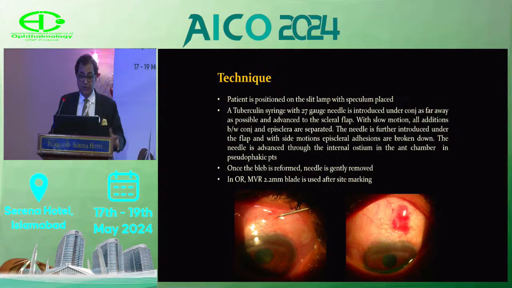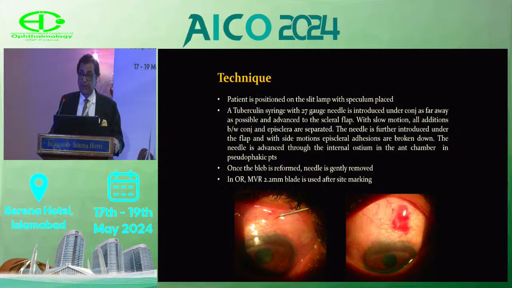Then the patient is positioned on the slit lamp with the speculum placed. The syringe with the 27 needle is introduced under the conjunctiva as far away as possible and advanced to the scleral flap with slow motion; all adhesions between conjunctiva and episclera are separated. The needle is further introduced under the flap, and with side motion episcleral adhesions are broken down. The needle is advanced through the internal ostium into the anterior chamber in pseudophakic eyes. Once the bleb is formed, the needle is gently withdrawn.